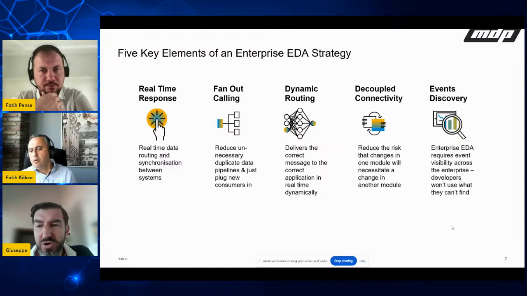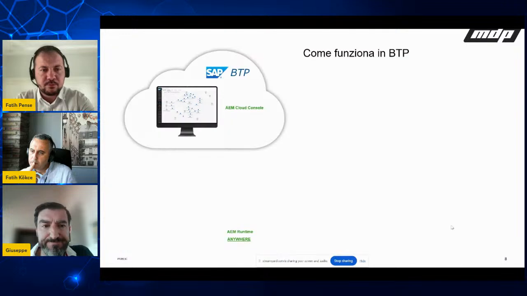And finally, event discovery. So if I'm a developer, I can have, similar to APIs, a catalog of all the available events that I can tap into so that I can use them in my application. So how does it work in practice? You can see here the architecture in BTP. You start what you call the Advanced Event Mesh console. In there, you monitor the mesh. You can create a mesh, you can monitor.